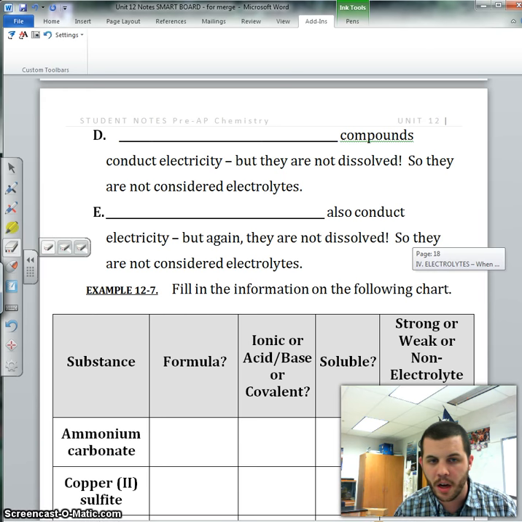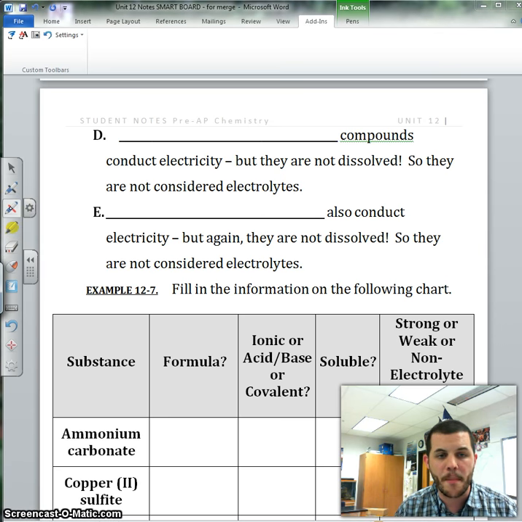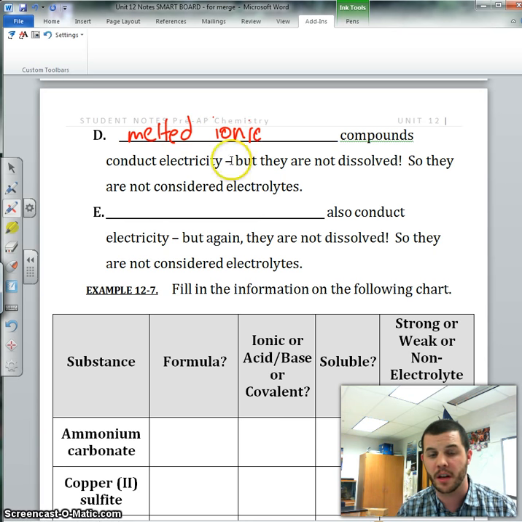Now this gives us another idea here. It says that melted ionic compounds are going to conduct electricity. A melted ionic compound will conduct electricity. The problem is that it's not a solution. In order for something to be considered an electrolyte, it has to be dissolved in water. It has to be a solution which conducts electricity. Since a melted ionic compound is not a solution, since it's not a homogeneous mixture, we cannot say that it is an electrolyte.